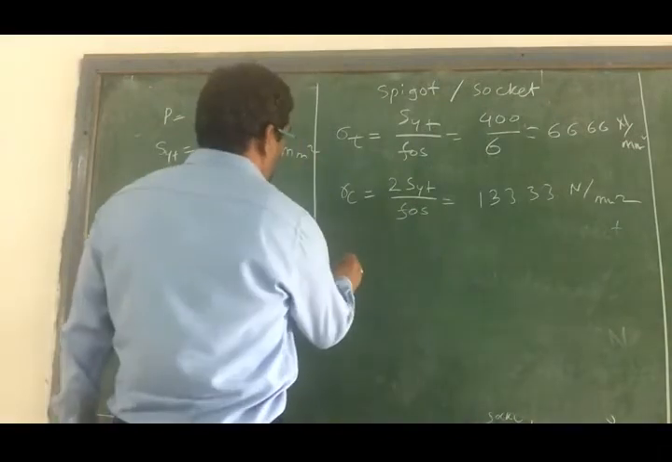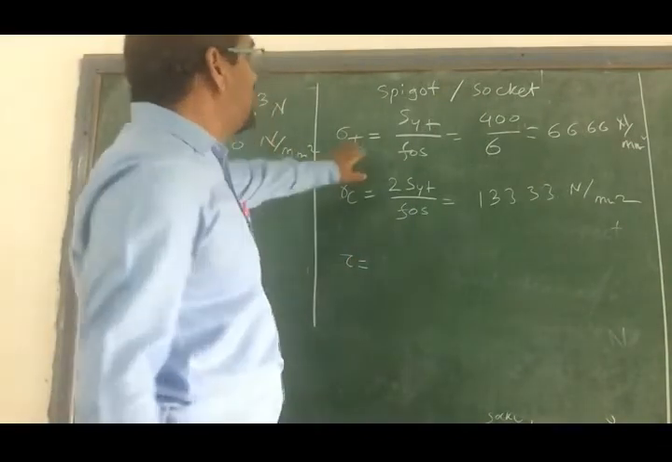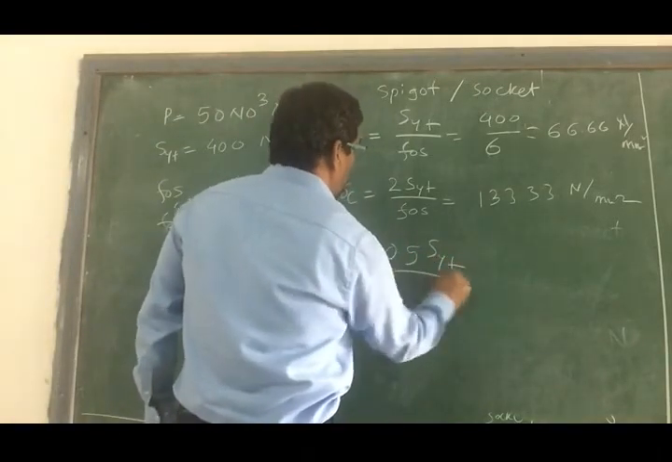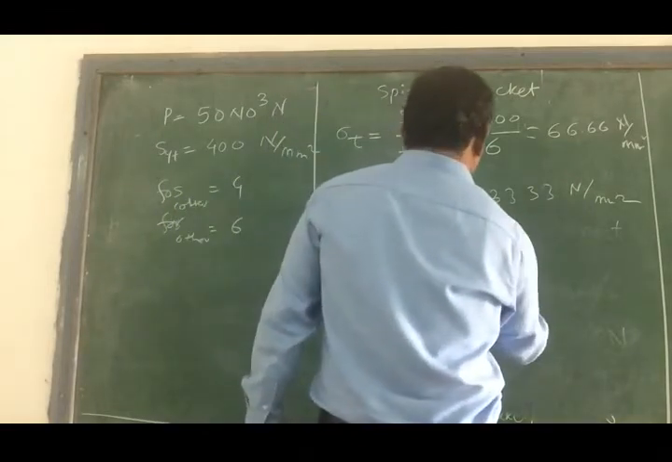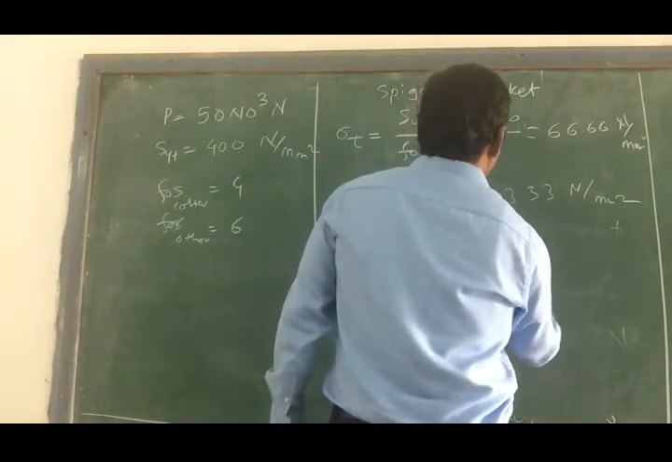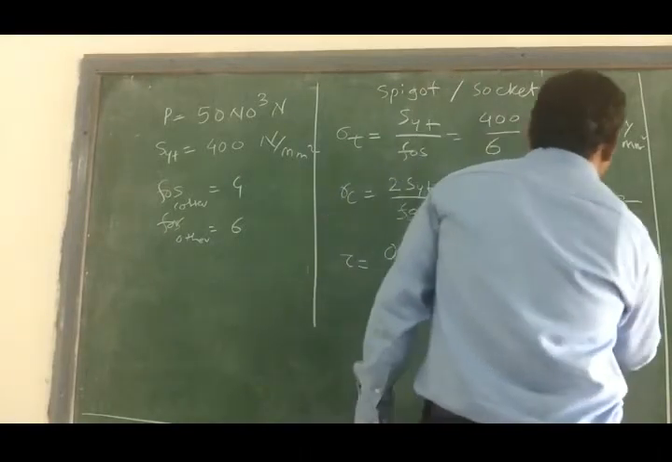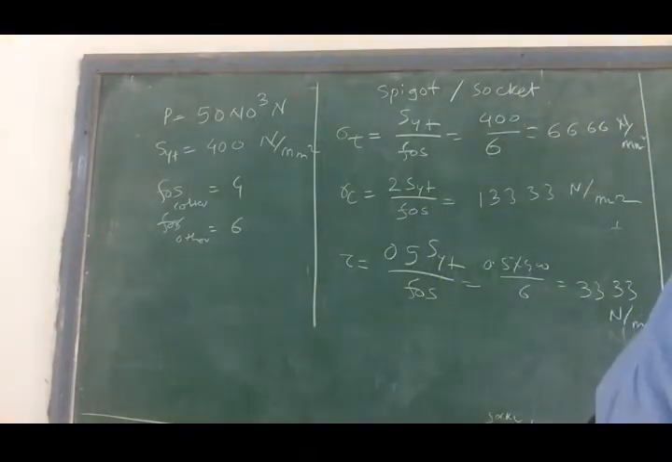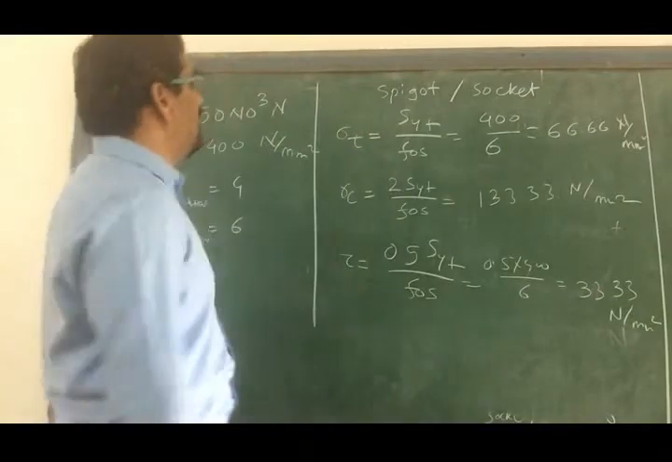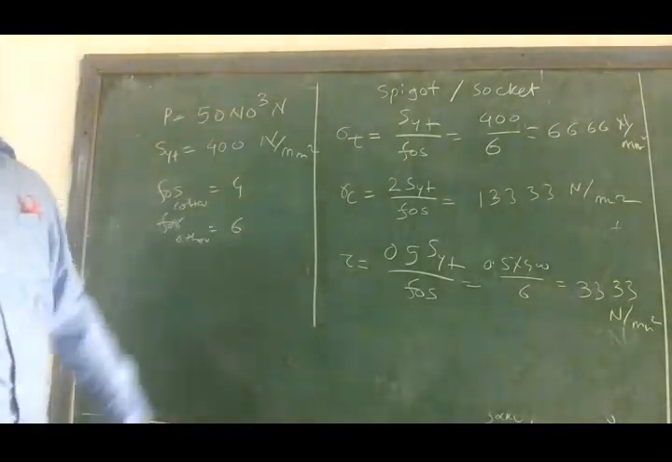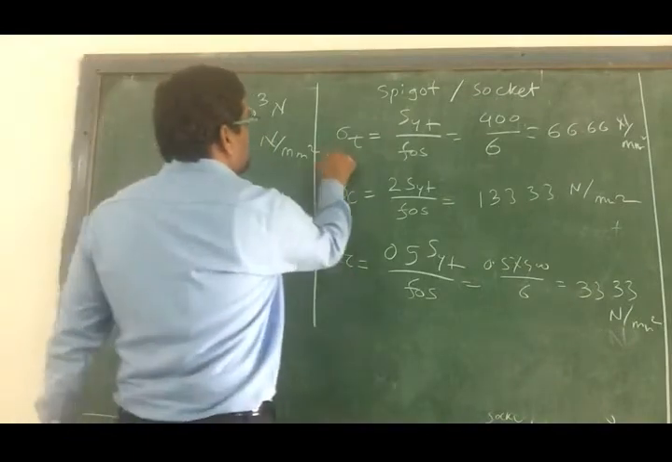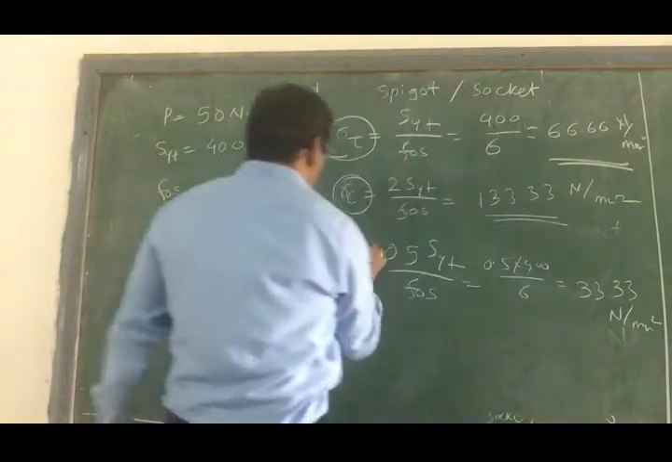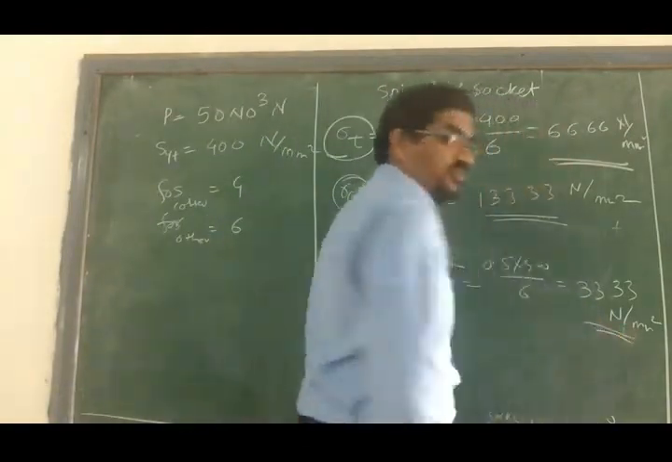And then your allowable shear stress. Shear stress is half of sigma T, so the formula is 0.5 times SYT upon factor of safety. So it is 0.5 into 400 upon 6, which becomes 33.33 Newton per mm square. So these are the limiting stresses. For designing your spigot and socket, you will take allowable tensile stress as 66, allowable compressive stress twice of that, 133, and allowable shear stress as 33 Newton per mm square.